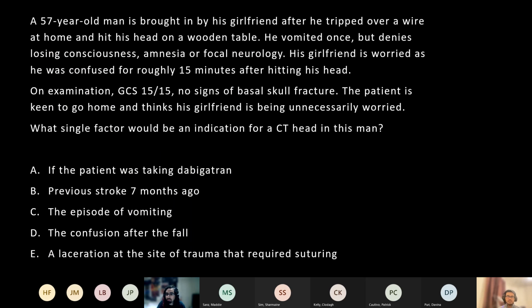We've got another SBA for you guys. So we've got a 57-year-old man brought in by his girlfriend. He tripped over a wire at home, hit his head on a wooden table. He's vomited once, but he hasn't lost consciousness. He didn't have amnesia or any focal neurology. His girlfriend was worried because he was confused for roughly 15 minutes after hitting his head. His GCS is 15, no signs of skull fracture. He thinks he should go home, thinks his girlfriend is being unnecessarily worried. What one reason would you want to do a CT scan on in this man? What's the one thing that's going to make you go, CT?